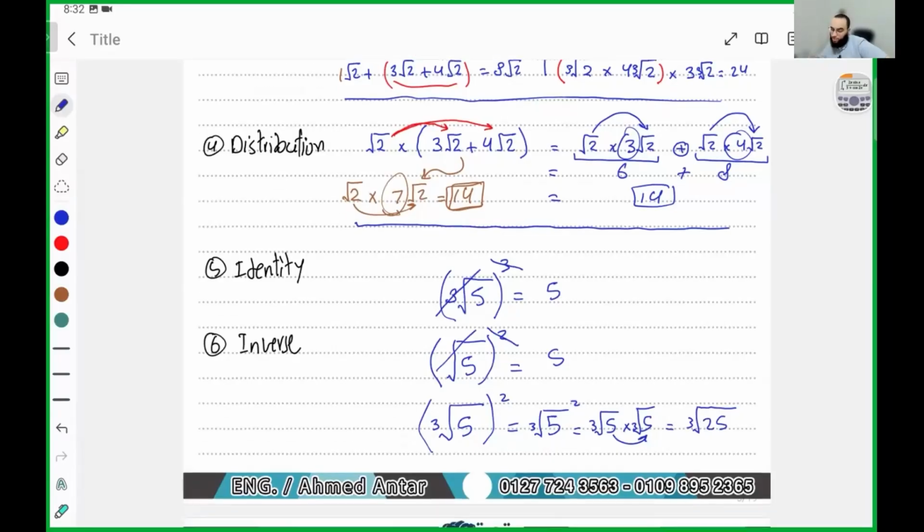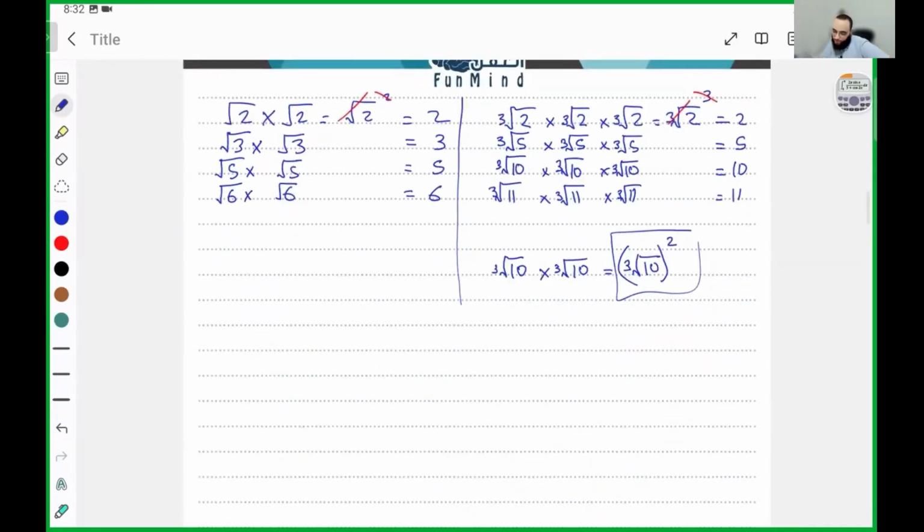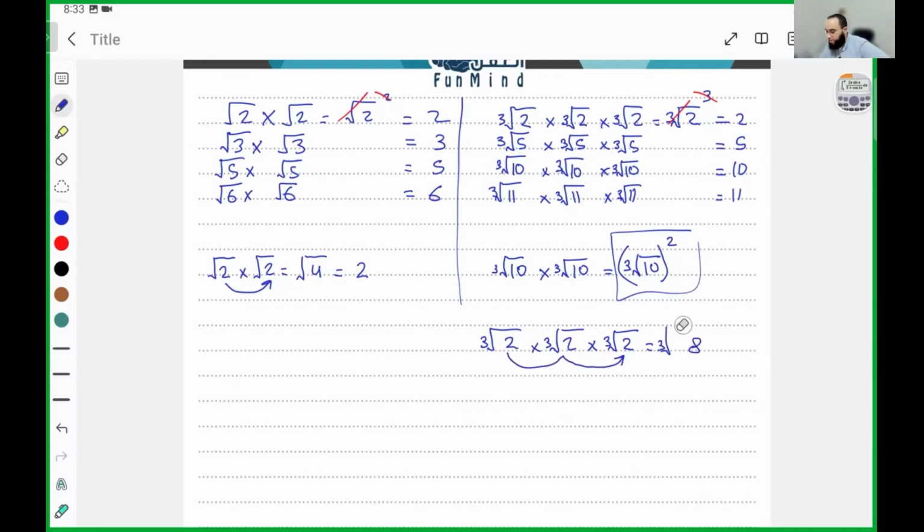The same. Also, if it is something like root 2 times root 2, I can do it another way: 2 times 2 equals 4, below the square root, it's root 4. Root 4 equals 2. And here it's the same. If it is something like cubic root 2 times cubic root 2 times cubic root 2, you can do it like the following. It's only one cubic root, 2 times 2 times 2, which is 8. Then cubic root 8 equals 2, the same.